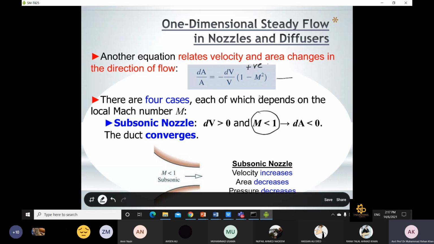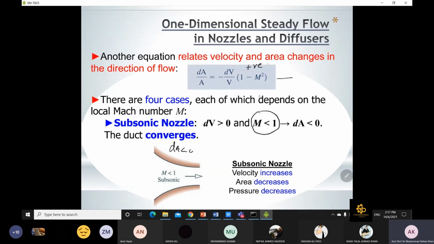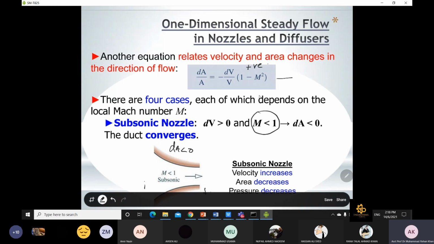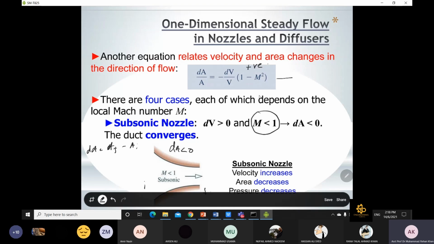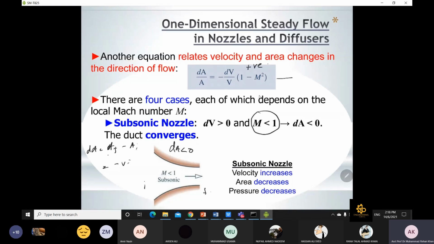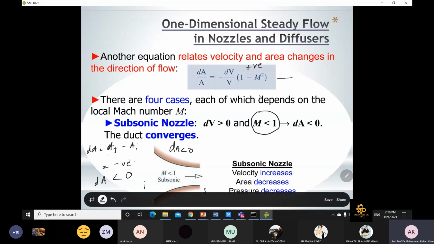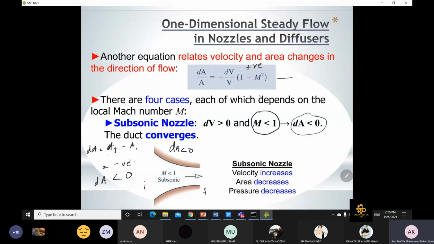Now for the case of a nozzle, your dA is less than 0. How is dA less than 0? Because your final area is less than the initial area. dA is equal to area final minus area initial, so if the area final is smaller and the area initial is larger, this term becomes negative. From this we can say that dA is less than 0 in the case of a nozzle.